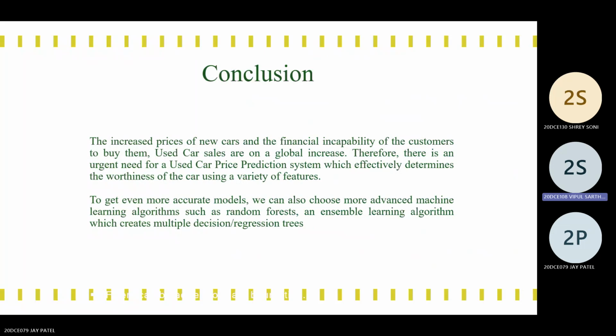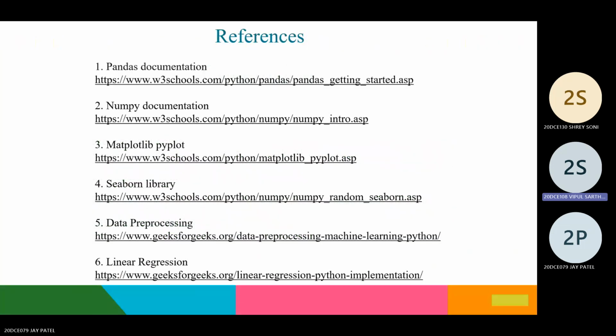So I would like to conclude by saying that the market for used cars will be continuously increasing because people consider a new car as a depreciating asset. So the use of these kinds of machine learning models will continue to rise in future and could be made much better by using better techniques and data. And these are the references which we used.